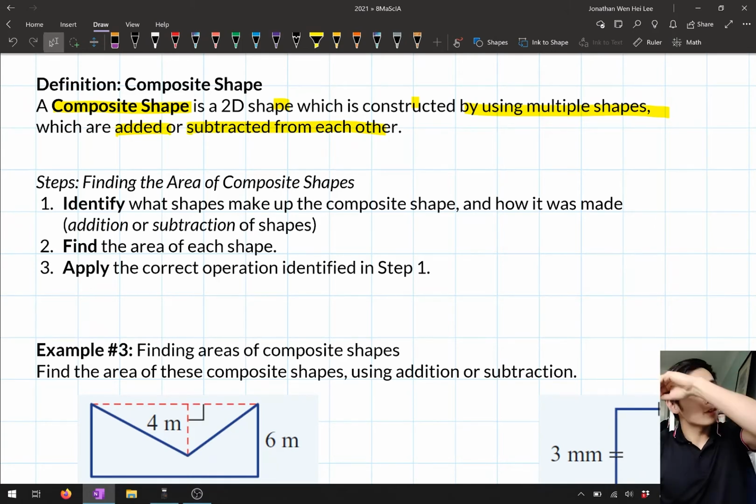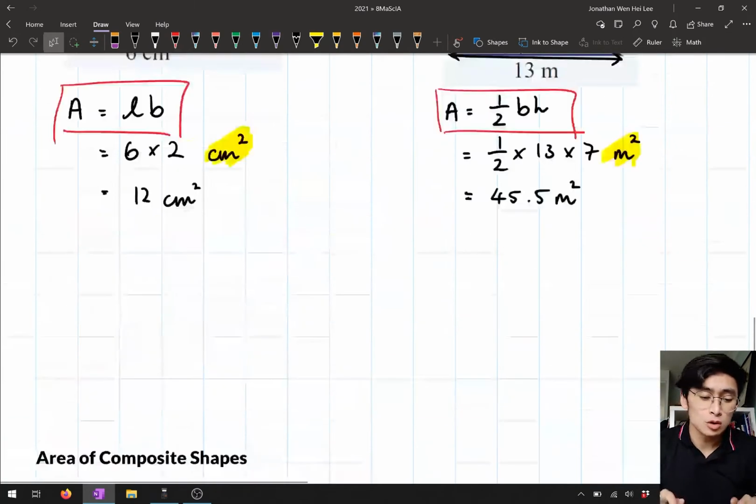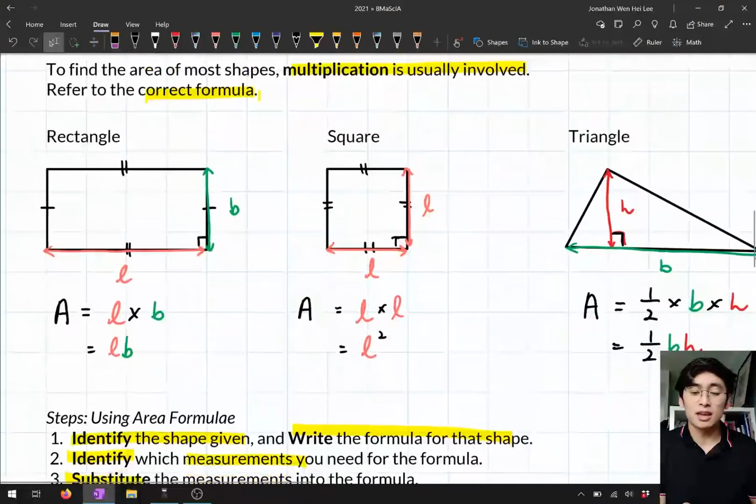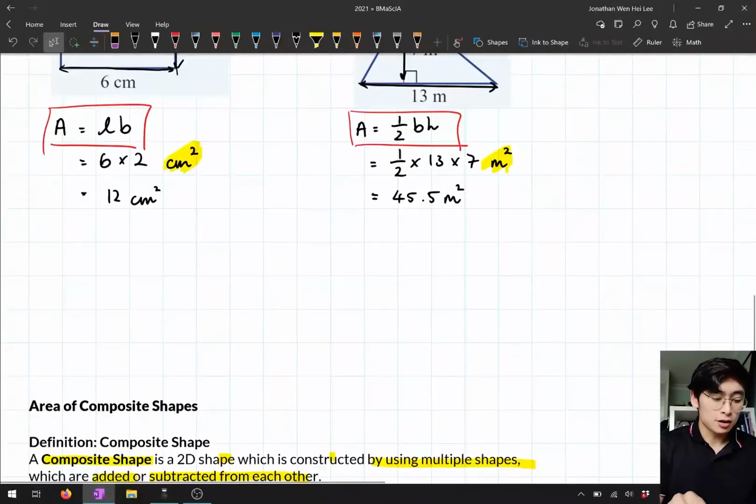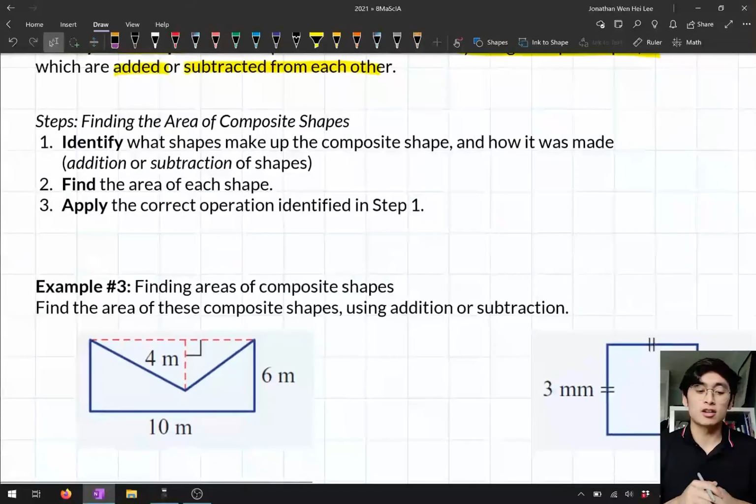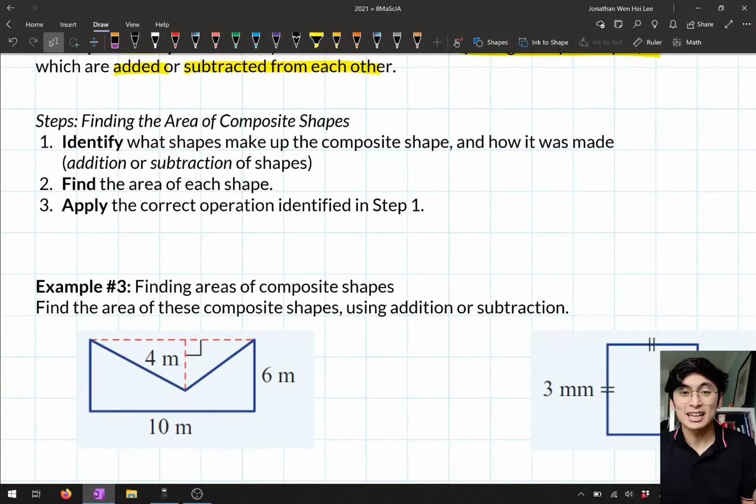Then part 2, we find the area of each shape. So we use those formulas we have up here and find the area of each shape. And the third step is then we apply the correct operation identified in step 1. If we're adding, we just add those areas together. If we're subtracting, we subtract those two areas from each other.